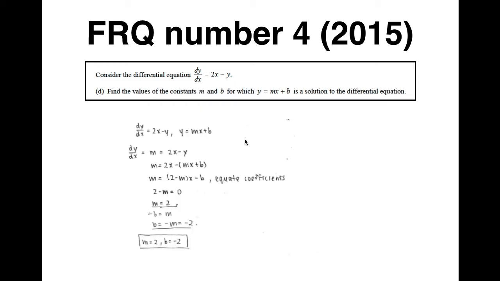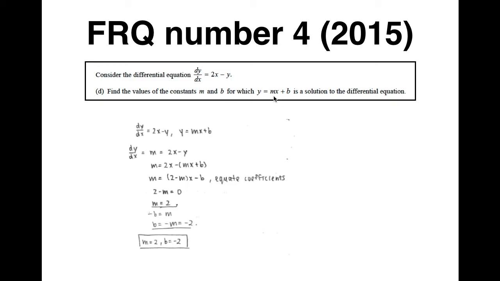In question D, this was a very hard question. The question asks, find the values of the constants m and b for which y equals mx plus b is a solution to the differential equation. When we see that, again, solution to the differential equation, the first thing we would think of would be to try and solve this, but I just said it, we can't. We can't separate the variables. So there must be another way.